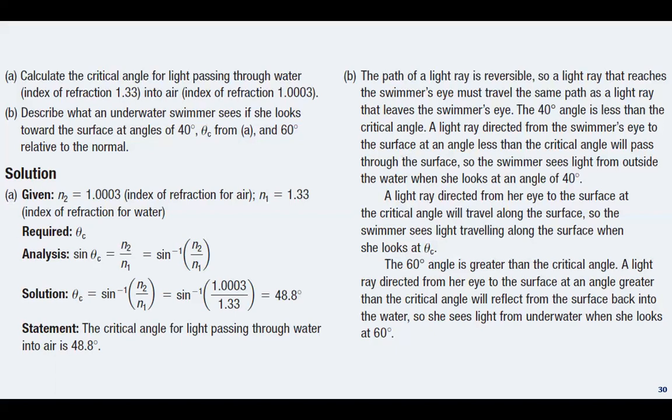Well, in the third case, the 60-degree angle is greater than the critical angle. A light ray directed from her eye to the surface at an angle greater than the critical angle will reflect from the surface back into the water. So she sees light from underwater when she looks at an angle of 60 degrees. You see the difference?